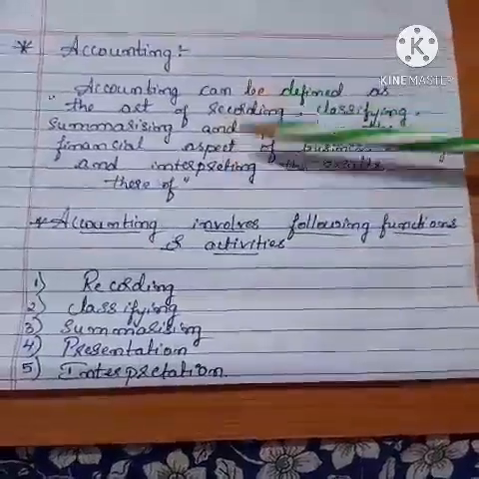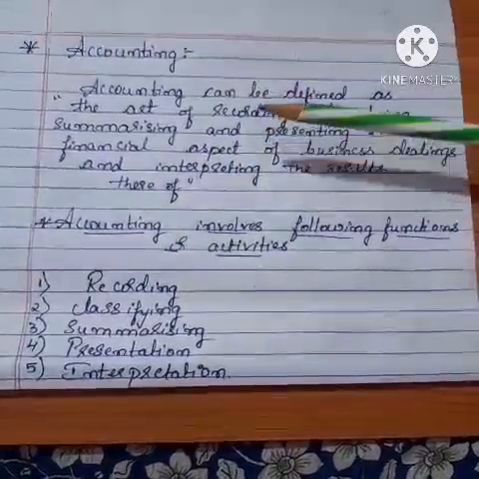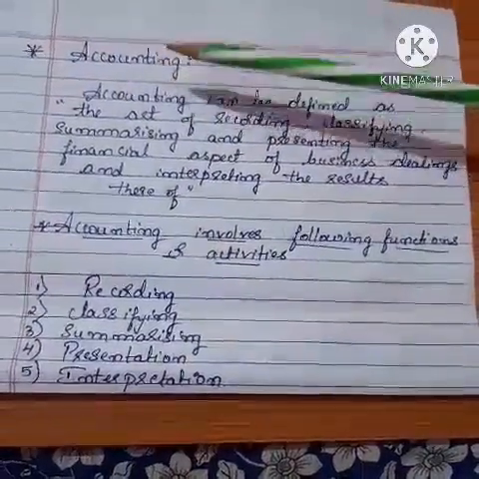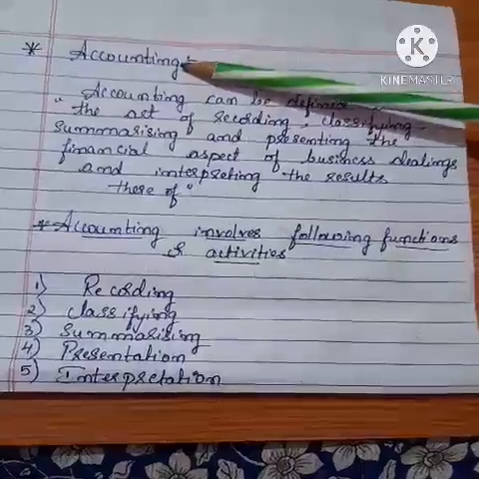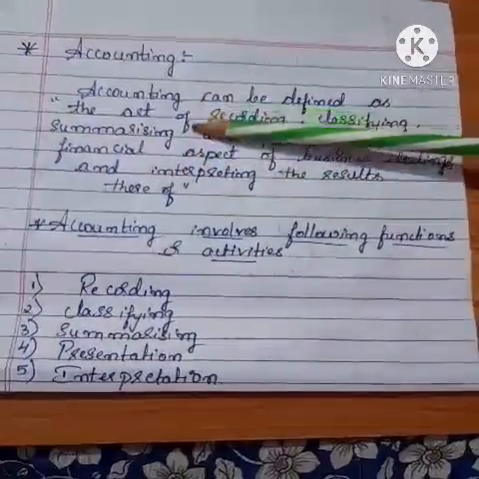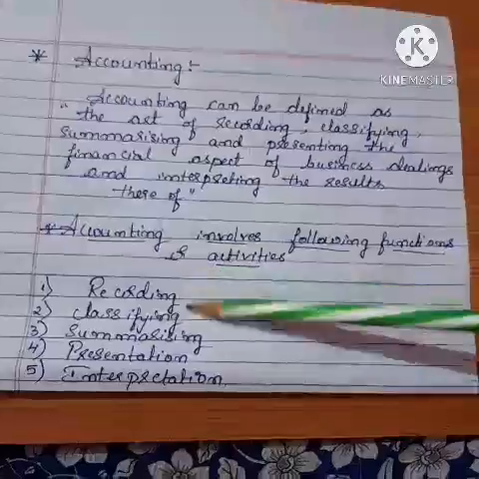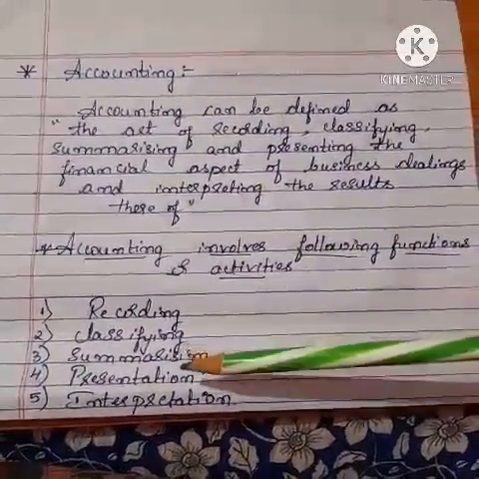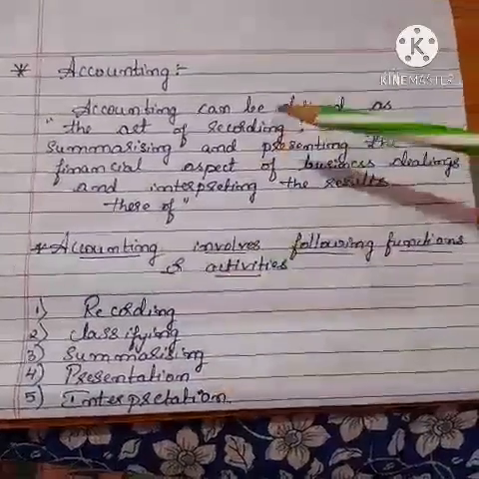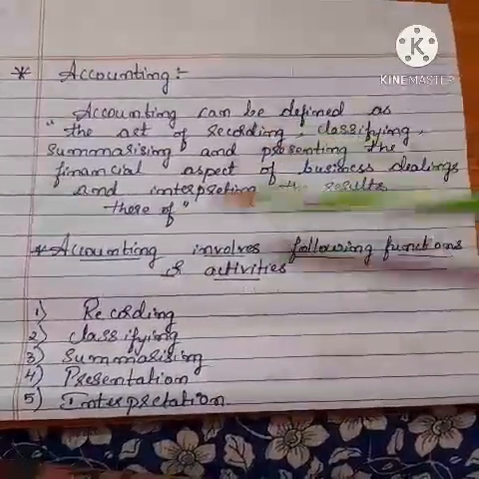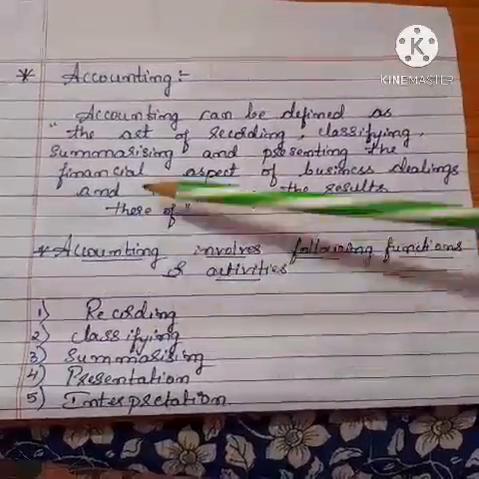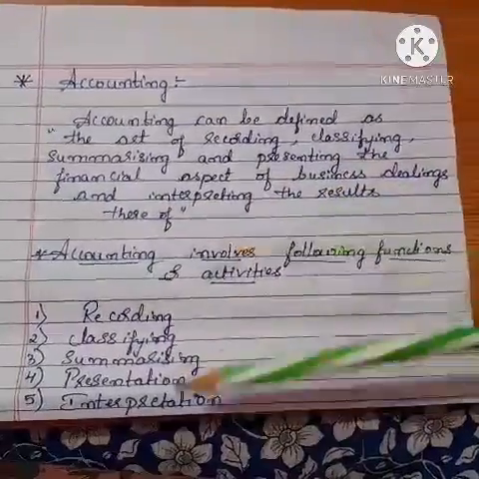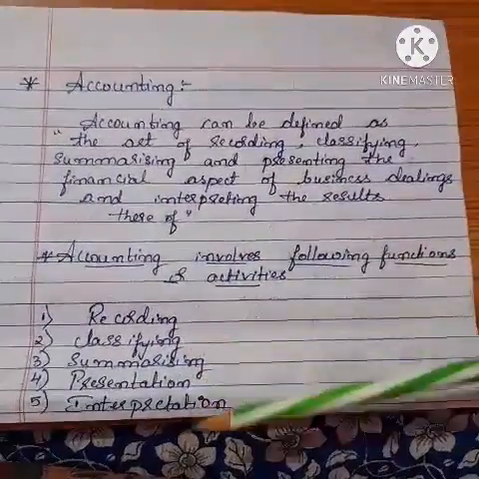So these are the main functions. What are the terms used in this definition? The terms are nothing but the functions or activities performed by accounting. We can say this is what accounting does, the main function of accounting. That is what this definition gives us, and it can be summarized in this way: accounting functions are recording, classifying, summarizing, presentation and interpretation. So these are the functions performed by accounting.